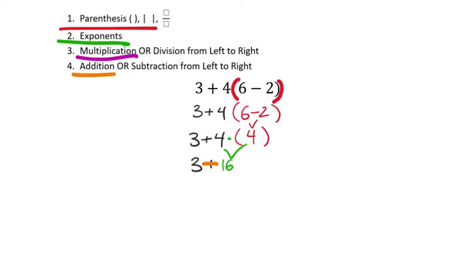Once you get down to one operation left over, that's the only operation you need to do. It doesn't really matter which one it is, but I know that 3 plus 16 is 19, and that would be my final answer for this one.